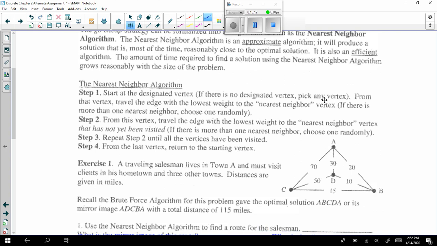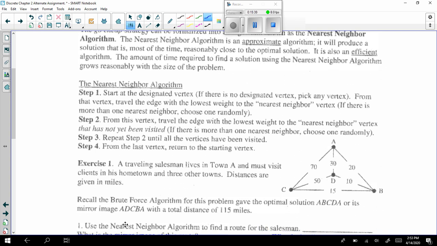Okay, so what you're going to do is start at a designated vertex, and that designated vertex is going to be one of the determining factors on whether or not you're using the most optimal solution. And then from there, you choose the cheapest one from each one and repeat until you go to all vertices. So let's take a look at what we did here for this one.